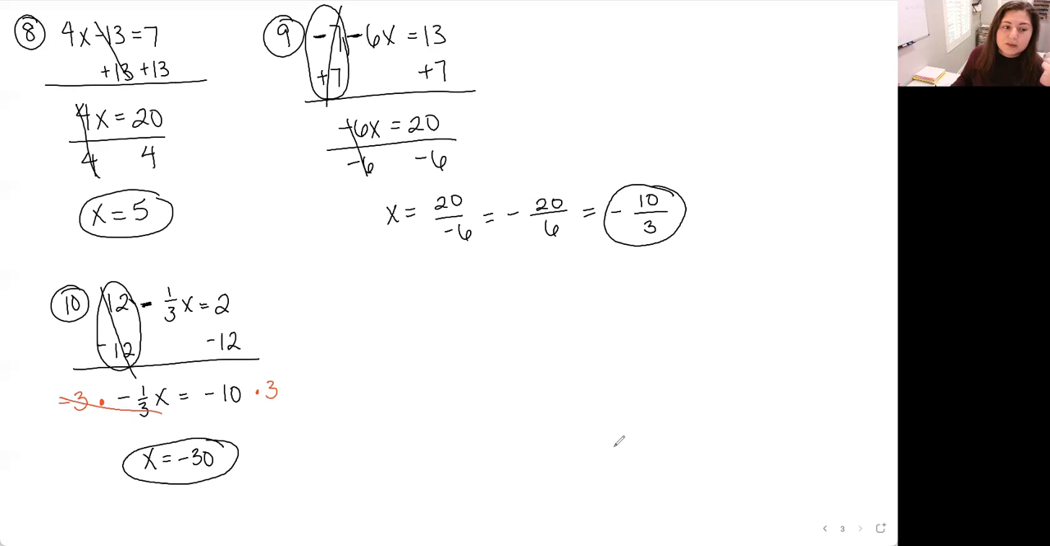Now, some teachers really prefer that you check your solution. The way that you would check the solution is you would take this -30 and plop it into your x so that you can make sure that it is the right solution.